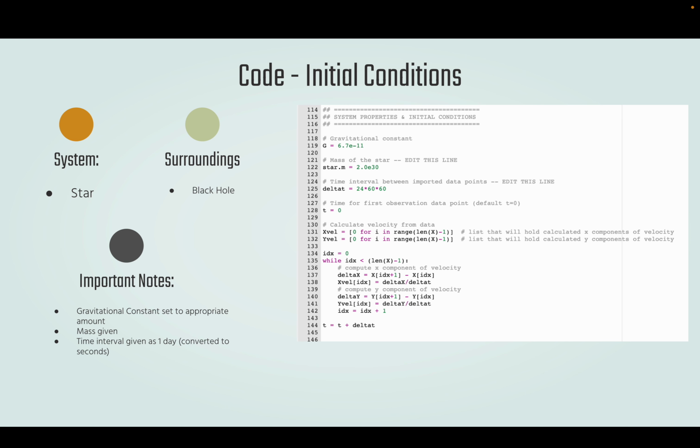Here are my initial conditions for the code to find the mass of the black hole. The system is determined as a star and the surrounding is the black hole. Within this part of code, the initial conditions are set. For example, the gravitational constant is set to the appropriate amount, mass is previously given as 2 times 10 to the 30 kilograms, and delta T is converted to seconds as it is originally given as 1 day.